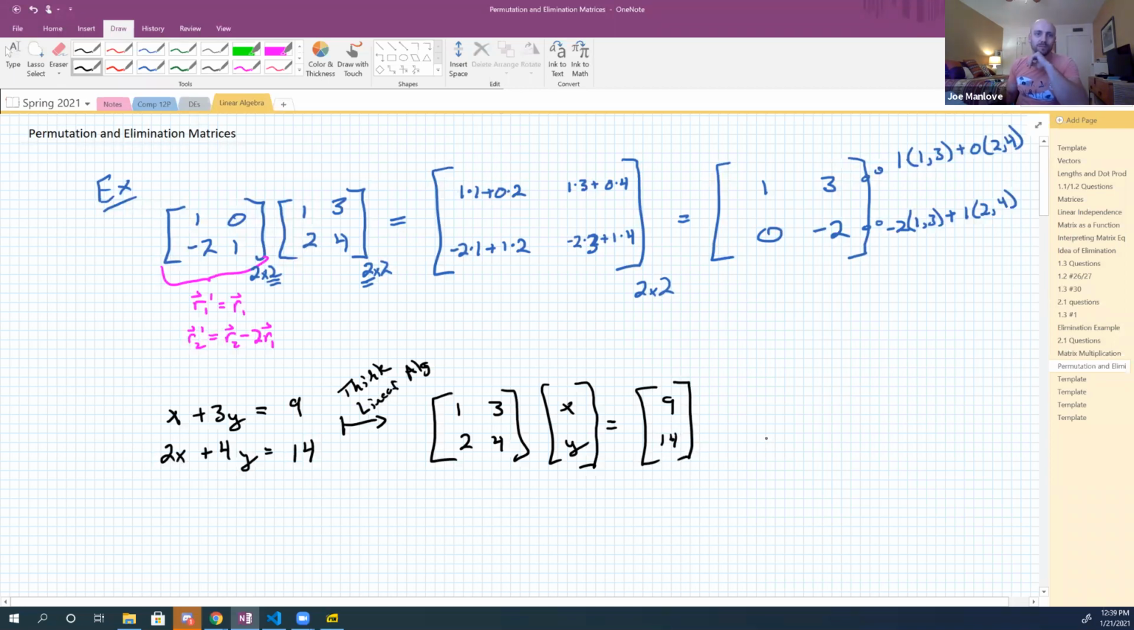You guys see that? And then I noticed that, hey, if you take this thing and you multiply it by this elimination matrix that I just came up with, then I can get a 0 in there. And that's going to get me closer to being done with this problem. You guys see this?